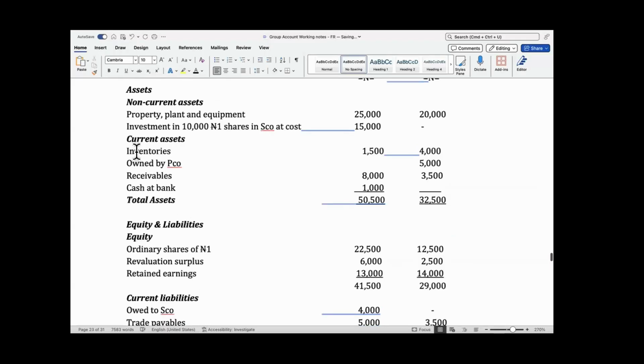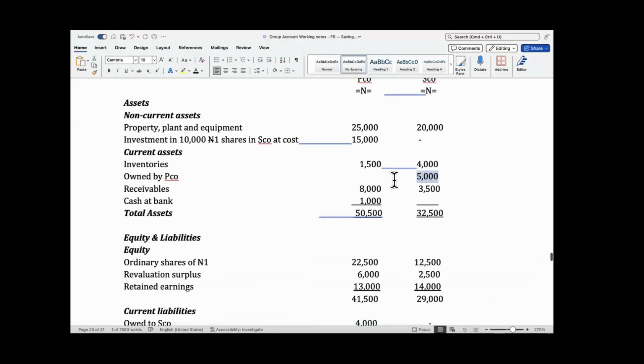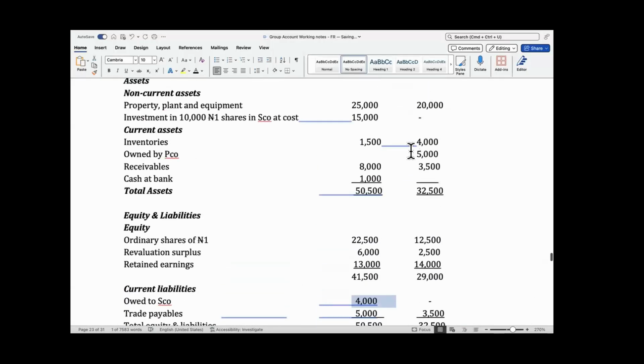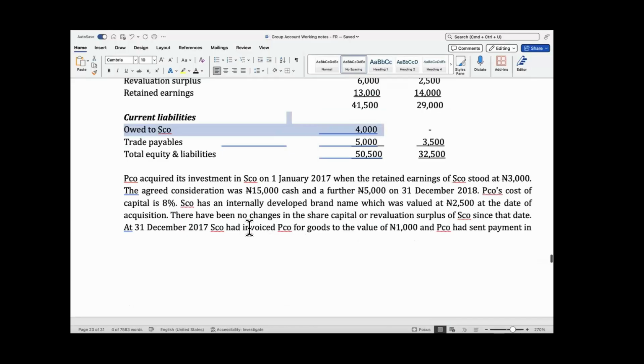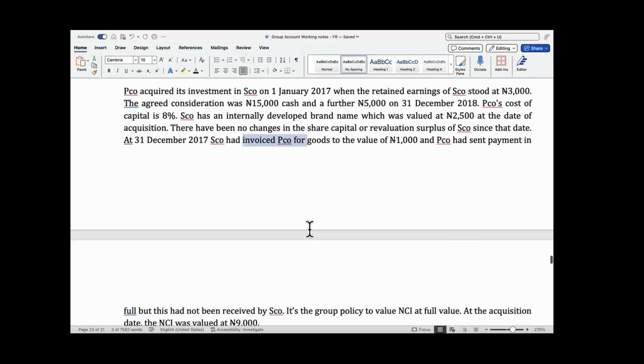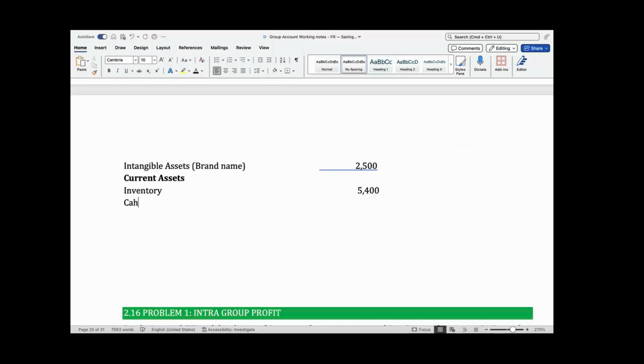Then after inventory, the next one is this one, owned by Pico. So that means there will be a corresponding owed to ESCO. So we need to cancel out these two. They have already told us that the reason they are not the same is because of cash in transit. This one is saying, you're owing me 5,000. No, this one is saying, I'm owing you 4,000. The question already told us that the difference is because this guy has sent money, but he did not receive 1,000. So we need to consolidate that cash in transit of 1,000.